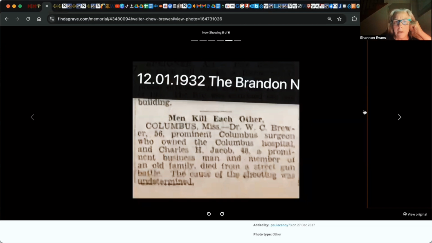And oh my, men kill each other. Dr. W.C. Brewer, 56, prominent Columbus surgeon who owned the Columbus Hospital, and Charles H. Jacob, 48, a prominent businessman and a member of an old family, died from a street gun battle. The cause of the shooting was undetermined.